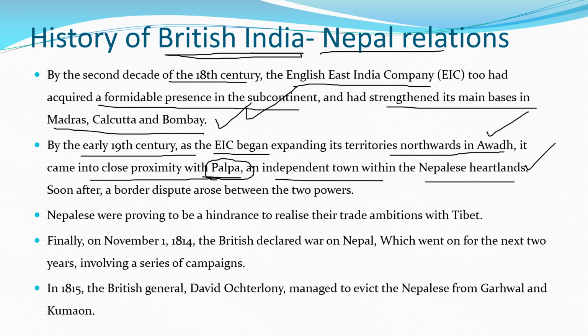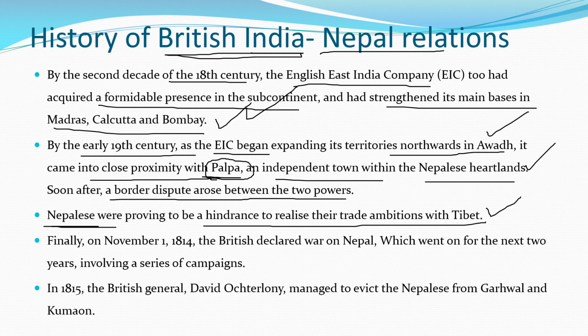So soon after, a border dispute arose between Nepal and British India. These are the two powers. So the Nepalese were proving to be a hindrance to realizing the trade ambitions with Tibet. Okay, so at that time, the Britishers wanted to trade with Tibet, and Nepal was proving to be a hindrance.